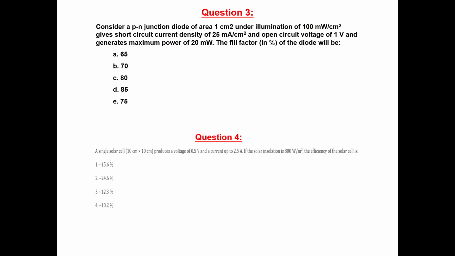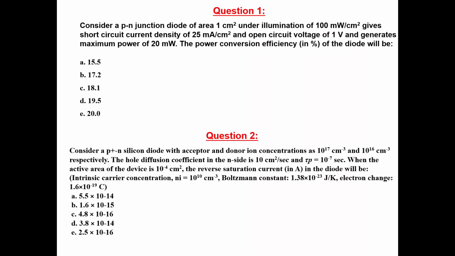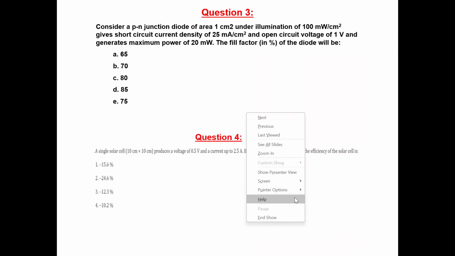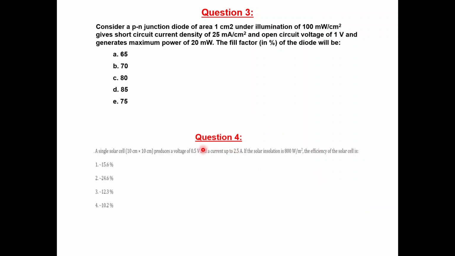The question number 4 is saying there is a single solar cell 10 centimeter cross 10 centimeter which produces a voltage of 0.5 volt and a current up to 2.5 ampere. If the solar insolation is 800 watt per meter square, the efficiency of the solar cell is. Now you follow the approach I told you, Mele. Let me see if you can solve this question.